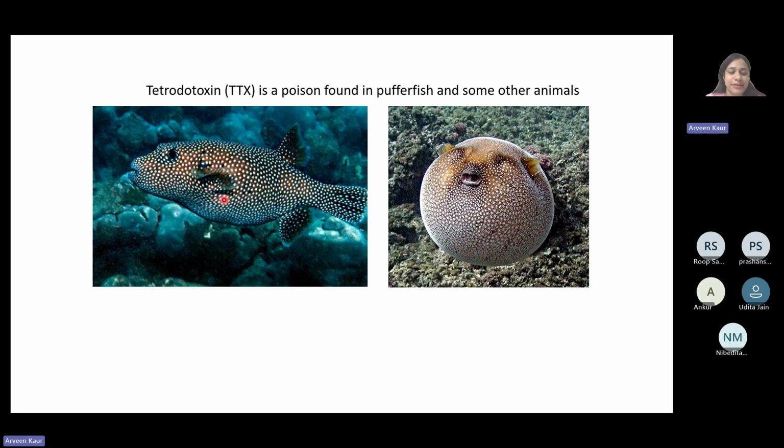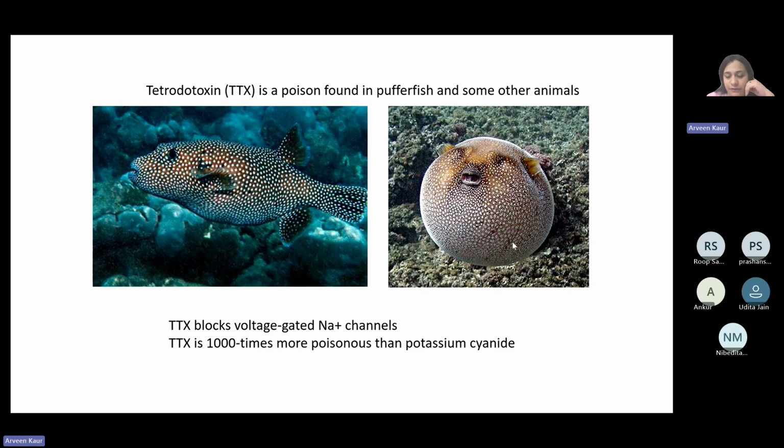This is the fish which, when it senses fear or senses some predator, basically swells up, right? When it swells up, it is difficult for the predator to consume it, and it will also have this tetrodotoxin that it can release that can numb the predator also, right? So in pufferfish and some other animals, there is a poison which is known as tetrodotoxin. So this tetrodotoxin selectively blocks the voltage gated sodium channels, right?